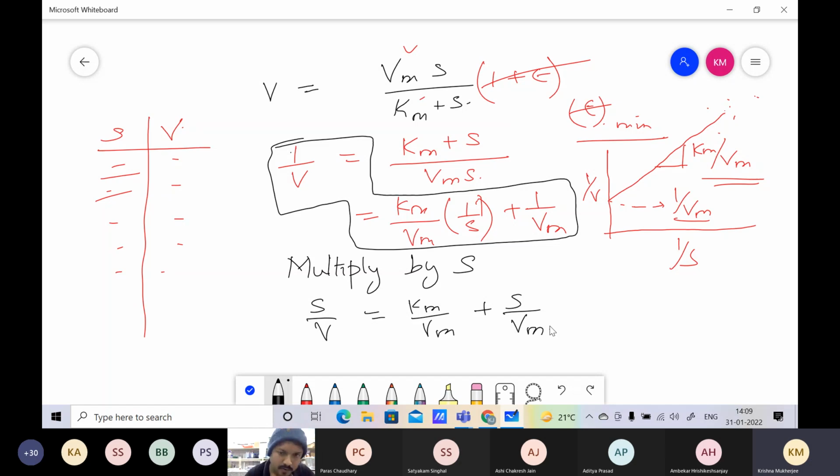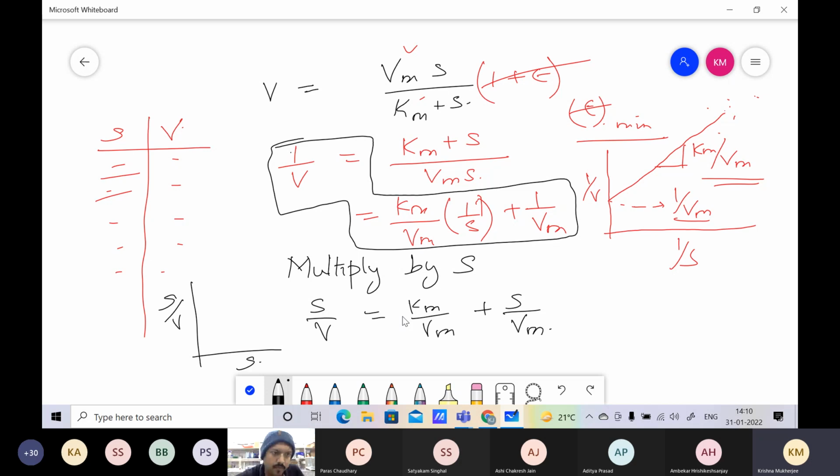S by V versus S. So you plot S by V versus S. At least one double reciprocal is taken care of. And what would you get as the intercept? Now your intercept is different, right?